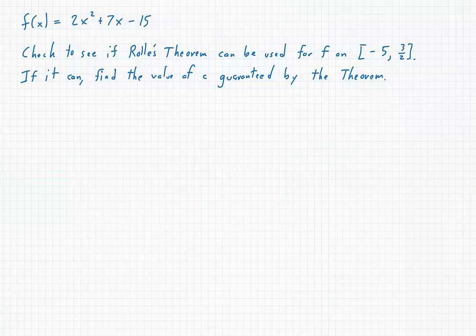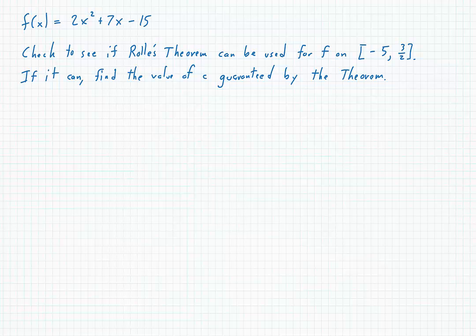Given the function f(x) = 2x² + 7x - 15, check to see if Rolle's theorem can be used for the function on the interval [-5, 3/2], and if it can, find the values of c guaranteed by Rolle's theorem. So in order to use Rolle's theorem, we need three things to be true.